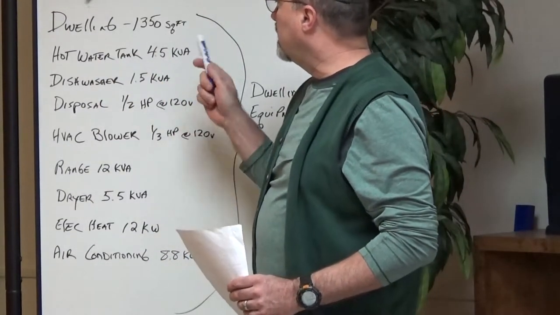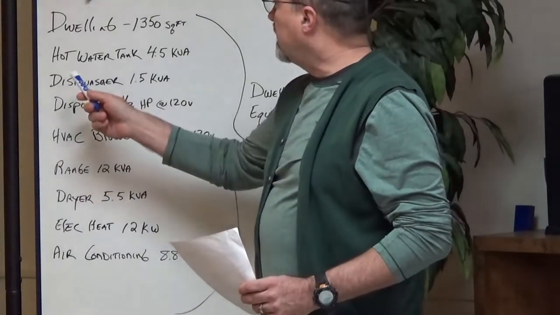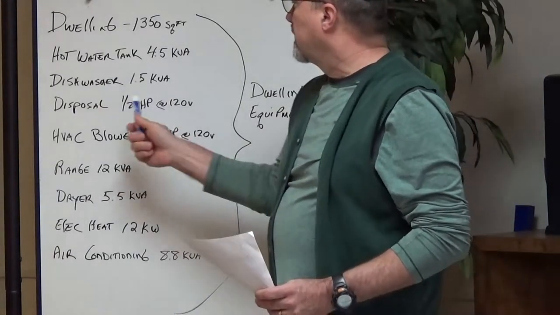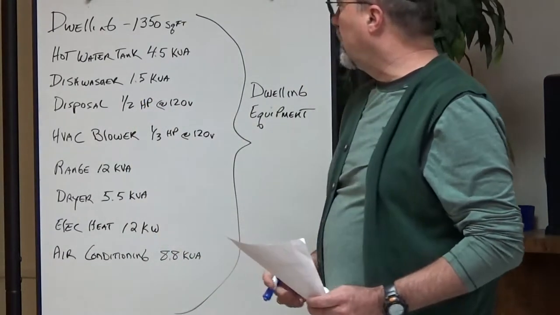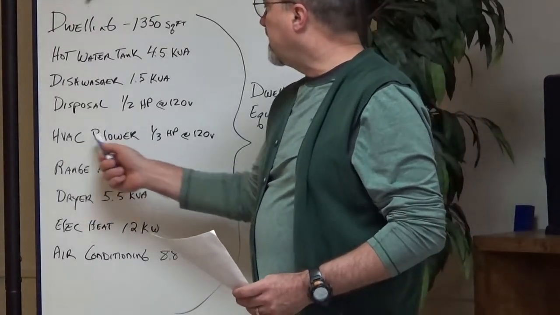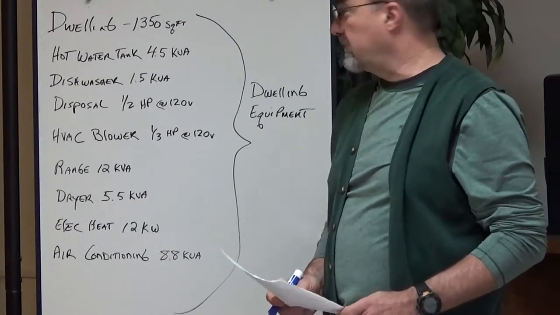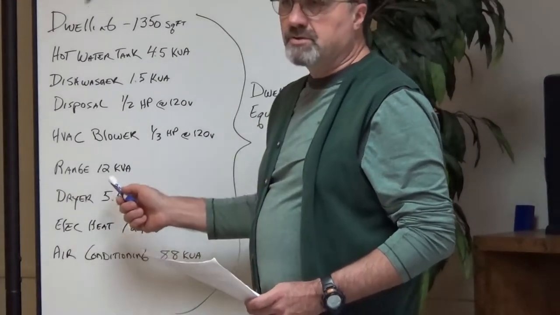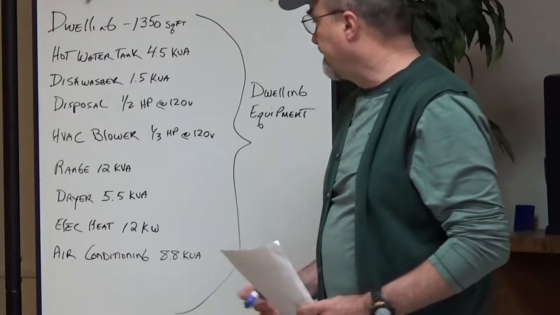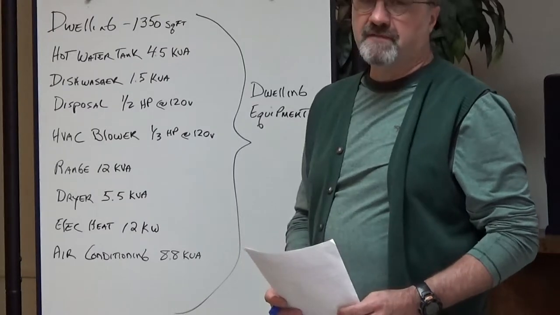The hot water tank is rated at 4.5 kVA. The dishwasher is going to be 1.5 kVA. The disposal is going to be 1.5 horsepower at 120 volts. The HVAC blower motor is going to be 1/3 horsepower at 120 volts. The electric range is going to be rated at 12 kVA. The dryer is going to be rated at 5.5 kVA.